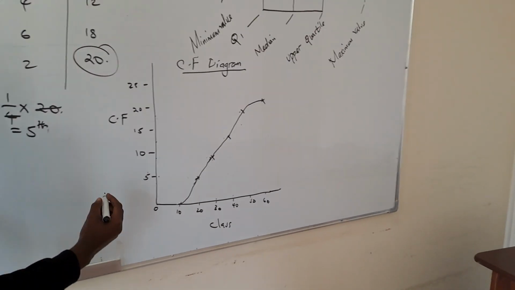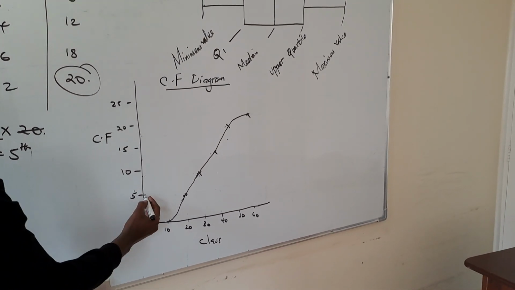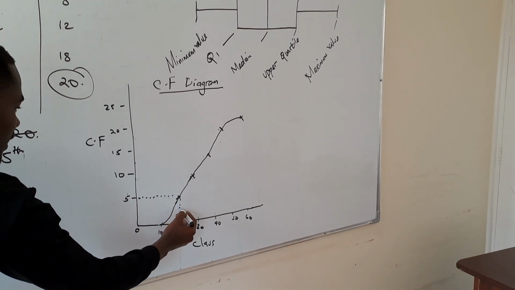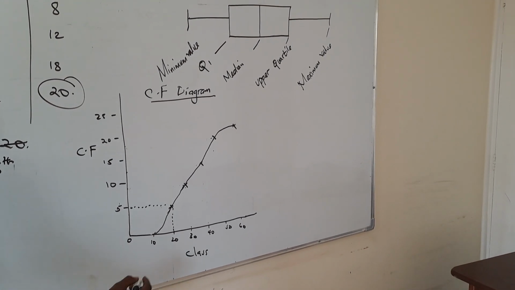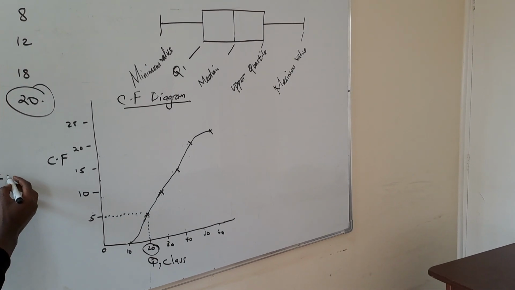So the lower quartile Q1 will be here. It is in the 5th position. So you will extend your line until it meets your curve. Where it meets your curve, read the value on the x-axis. So our Q1 is 20. This is Q1.